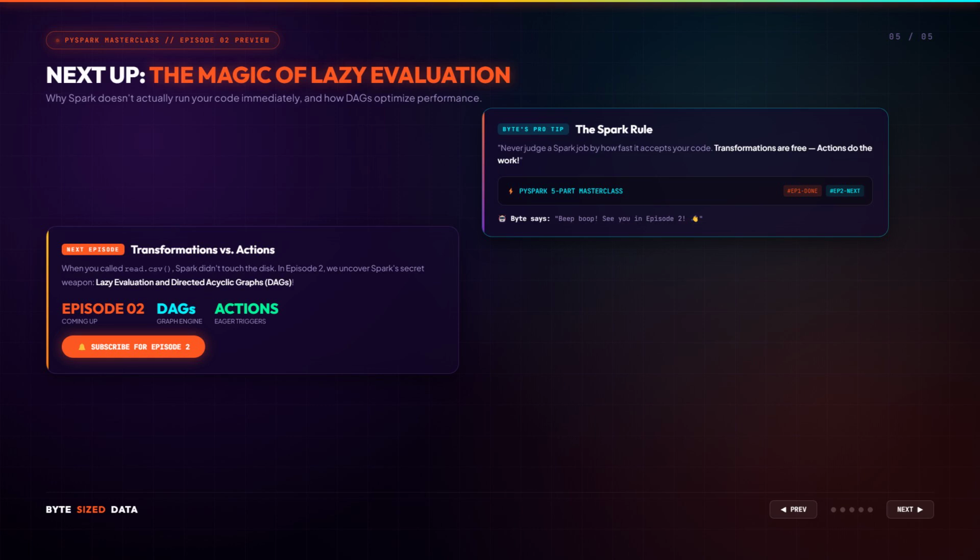Here is a secret to think about. When we ran that spark.read.csv line in our code, Spark didn't actually read the file from disk yet. Why? Because of Spark's ultimate secret weapon, lazy evaluation.